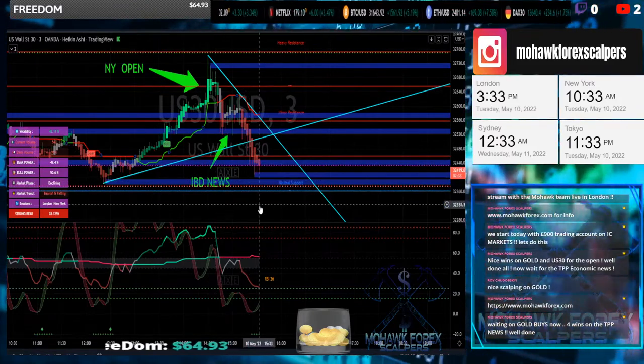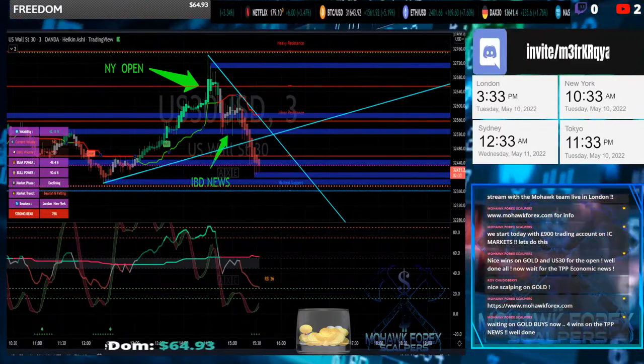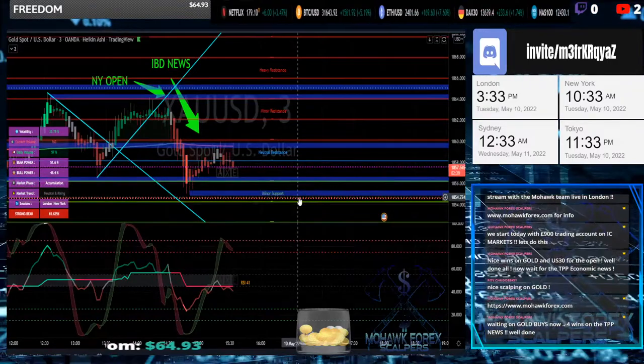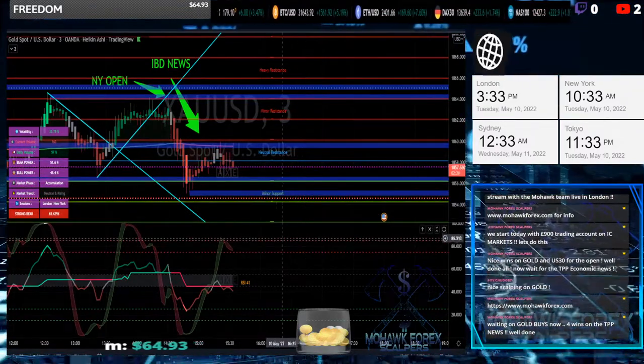There's 30, yeah, pulling back. Green stochastic, but red. That are most likely to hit the planet. Gold. Going down again, RSI 41.